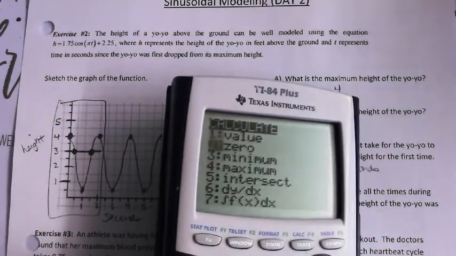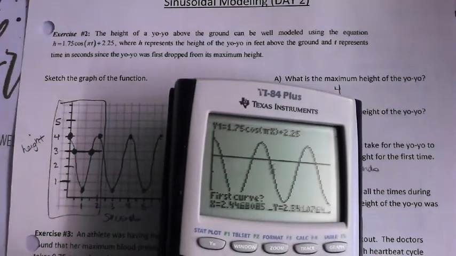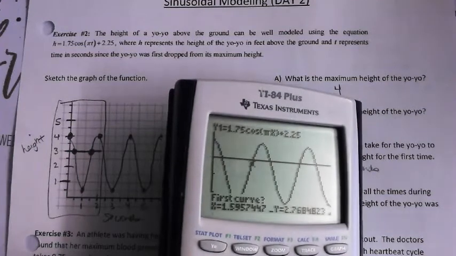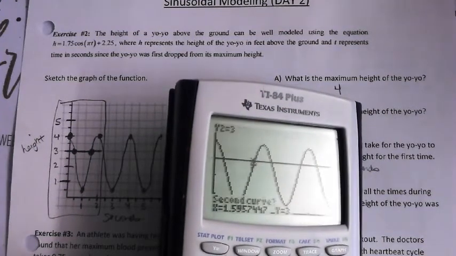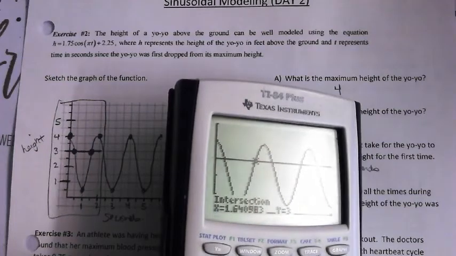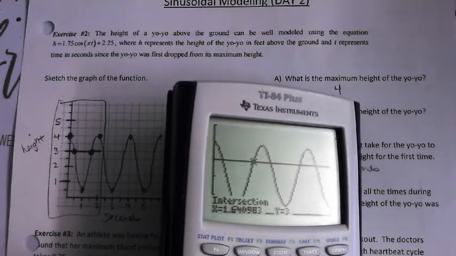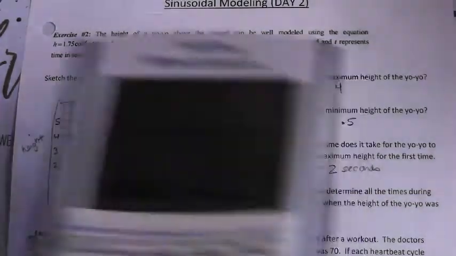Second trace, option 5 is intersect, and bring your cursor all the way over. We'll get the second one first. Near that point of intersection, hit enter, enter, enter. How many seconds to the nearest tenth? 1.6 seconds, it's at a height of 3.